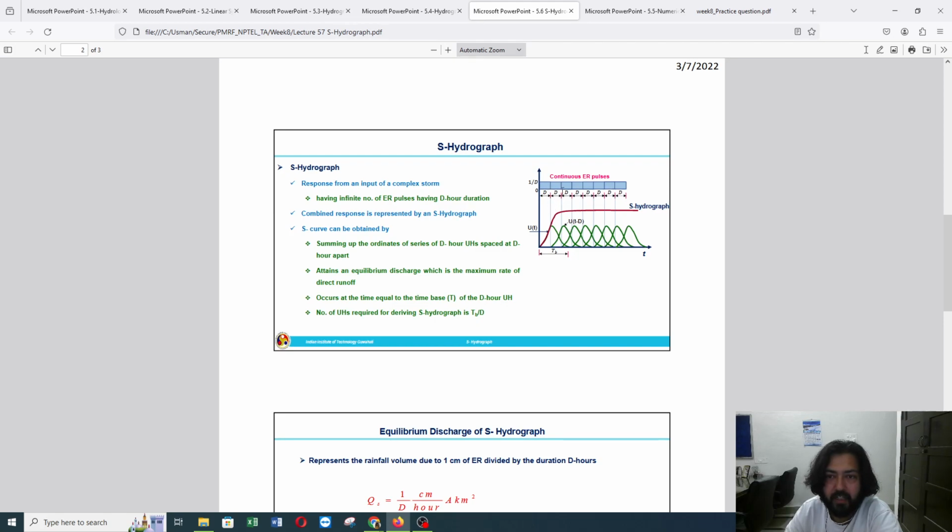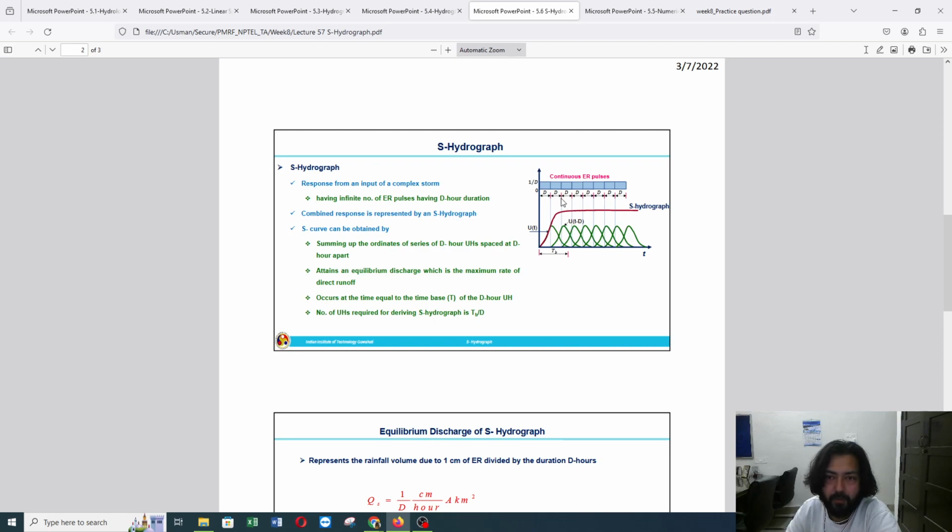Here in the figure we can see that in the unit hydrograph there was only one input, a single storm duration event, whereas for the S hydrograph there are multiple effective rainfall pulses having Dr duration, and the combined response of this input is given by the S hydrograph, right? So how can we obtain this? It can be obtained by summing the ordinates of a series of Dr unit hydrographs spaced at Dr apart.